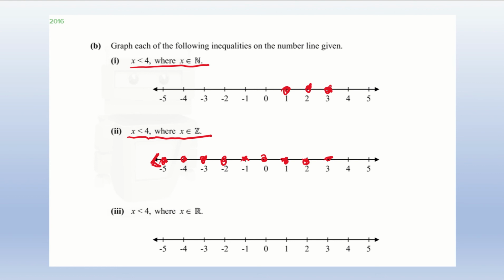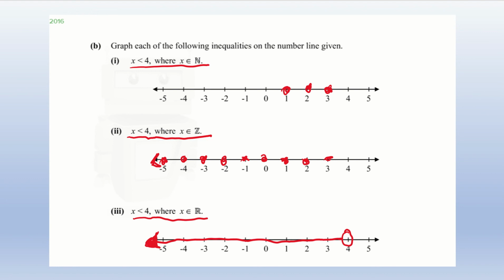And finally, x is less than 4, where x is an element of r, so x is your real number. So x is less than 4, can't be equal to it, so we're going to put a circle around the 4. We're going to put a line all the way down because it's our real numbers, and we're going to put an arrow there to indicate that that's going to go all the way.